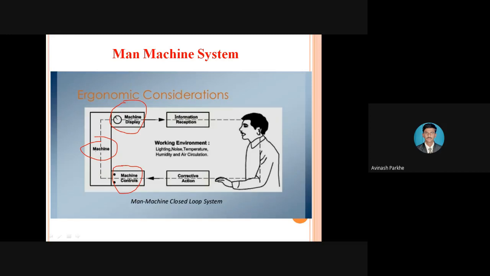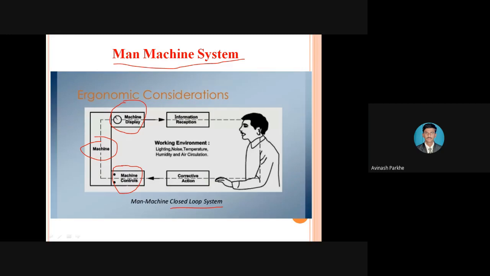Controlling the devices, the machine is working, the output will be observed through the display devices, and again this system goes on. Therefore this system is called a closed loop system. And here the interaction of man and machine is there, and both work together. Therefore this system is called a man-machine system.